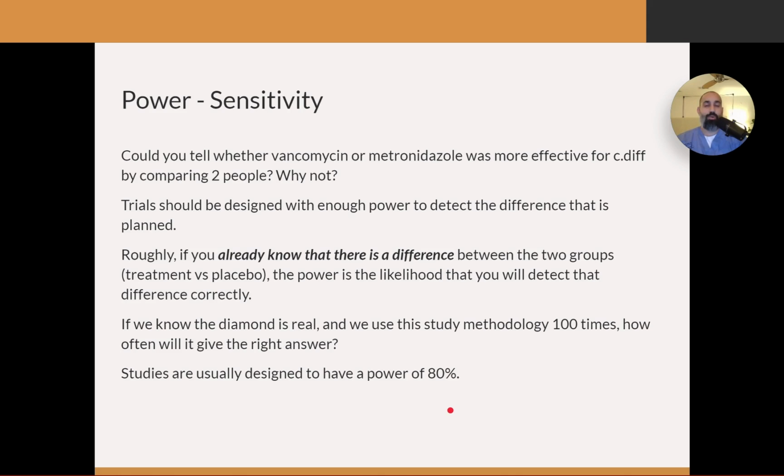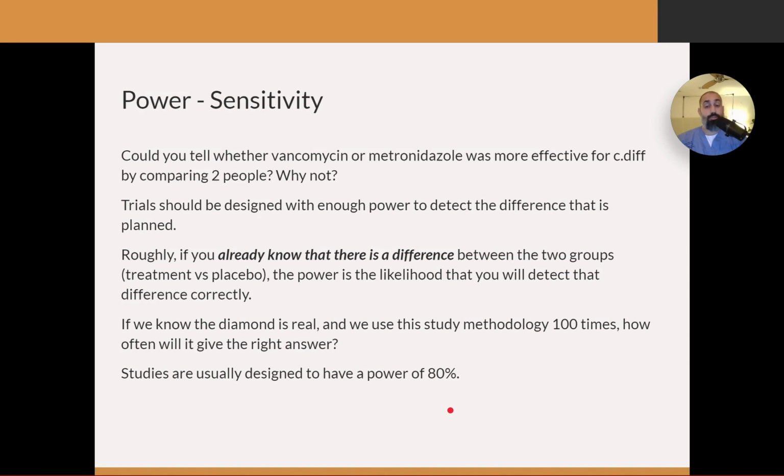And we're right back to where we were in talking about studies as tests. The power of a study is the sensitivity of that study. That is, if you already know that there is a difference, we already know that vancomycin is more effective, the power of the study is a description of how often that study will give you the correct result. So just like if we already know the diamond is real, the sensitivity tells us how many times the machine will correctly get that it's real. The power of a study is if we already knew that there was a difference and we used that study methodology 100 times, how often will this study methodology give us the right answer?